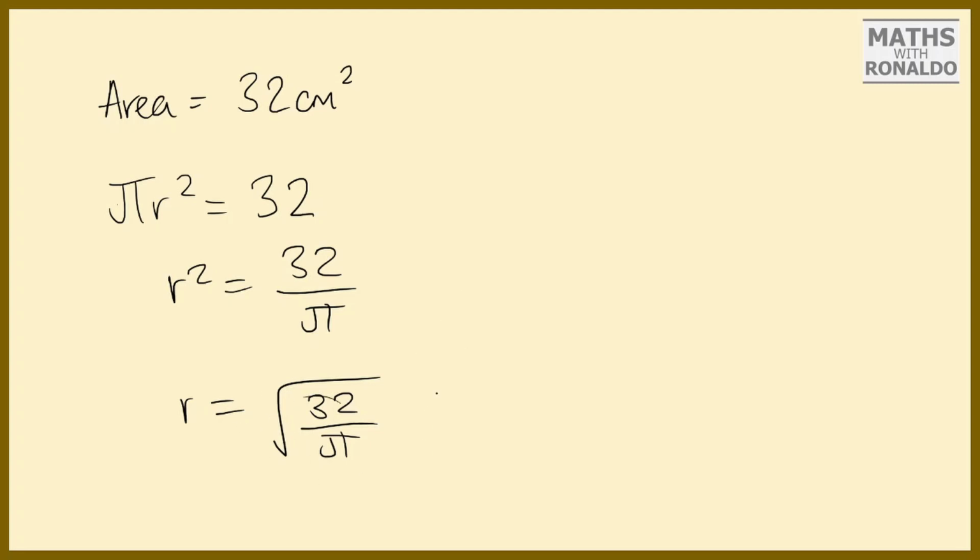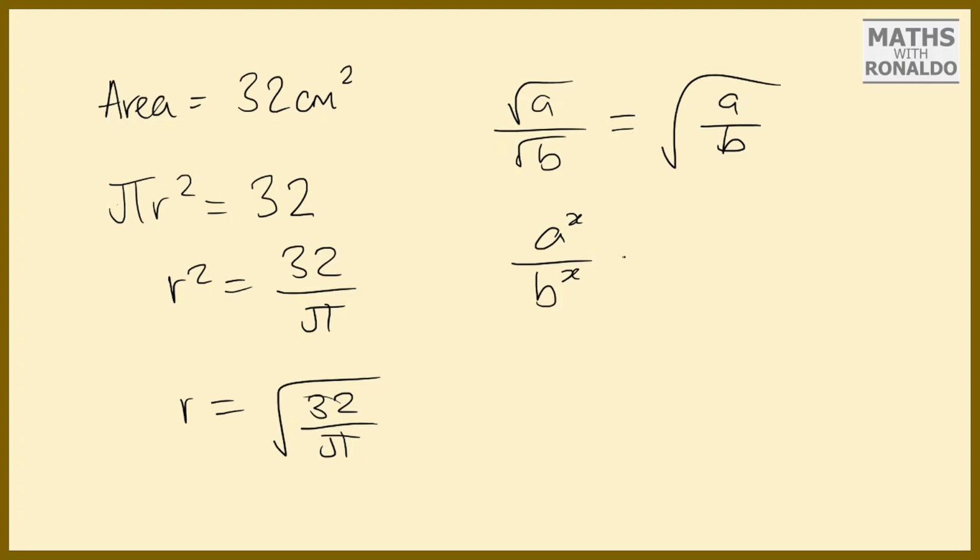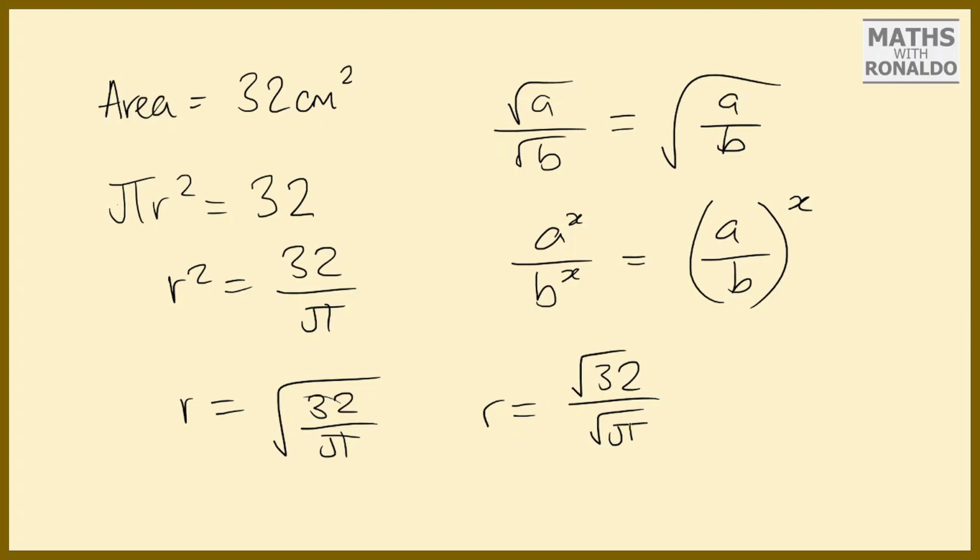And then we know from the rules of surds and powers, in fact, that root a over root b is the same as root a over b, and we know that a to the power of x over b to the power of x is the same as a over b all to the power of x. That means our radius can be expressed as the root of 32 over the root of pi.